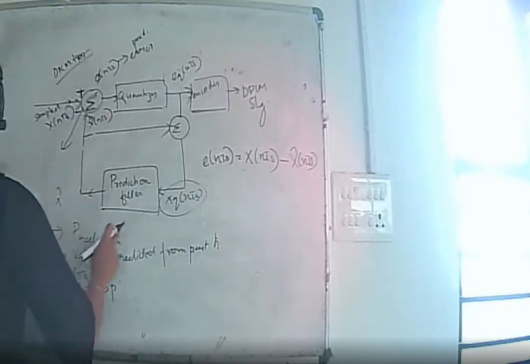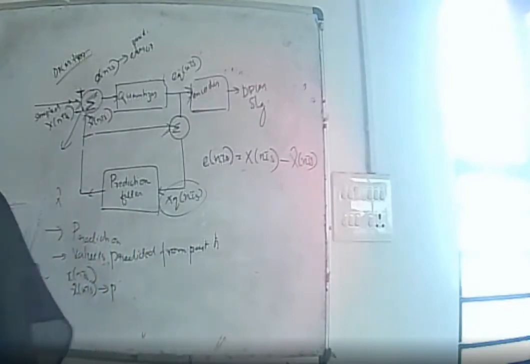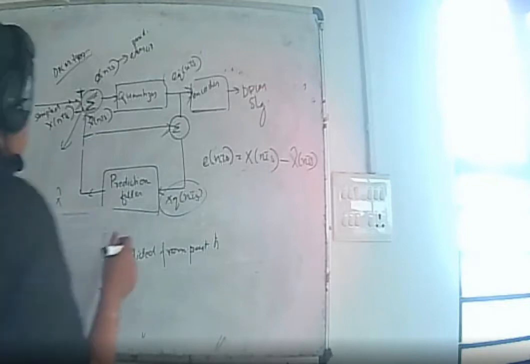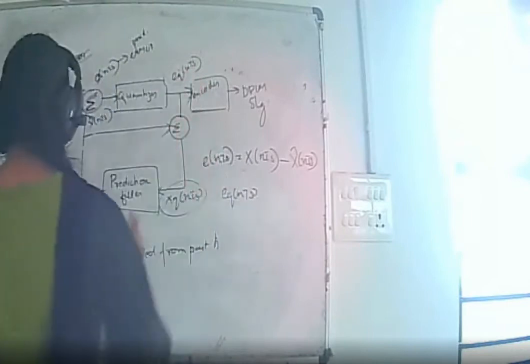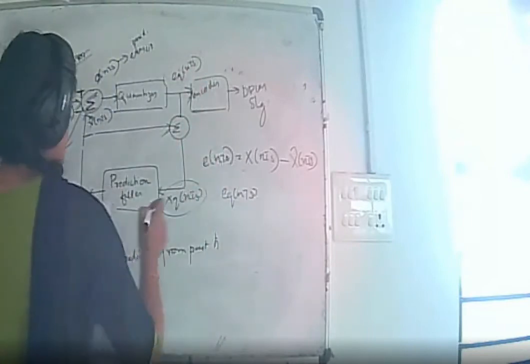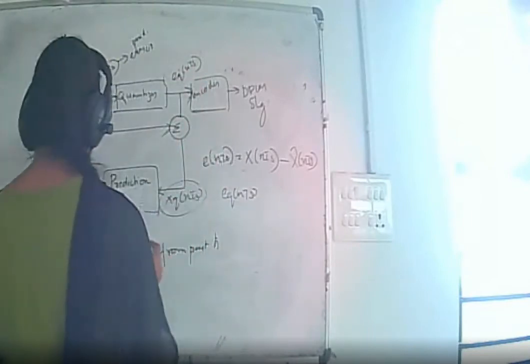The predicted value is produced by the prediction filter, which is e of n. This is the quantization error, and the previous prediction, that is the past prediction, is added.